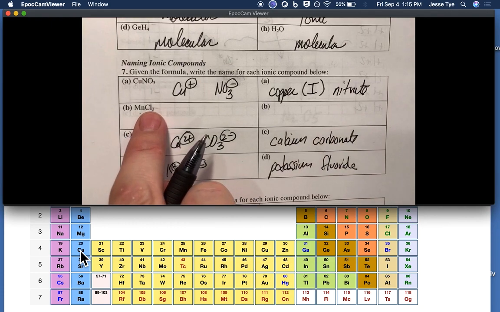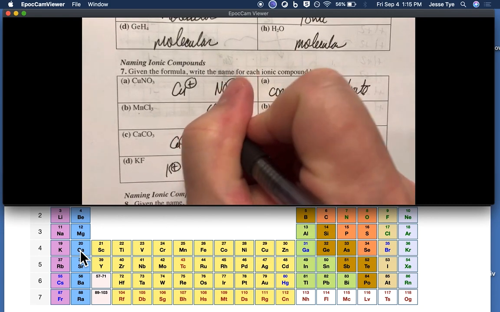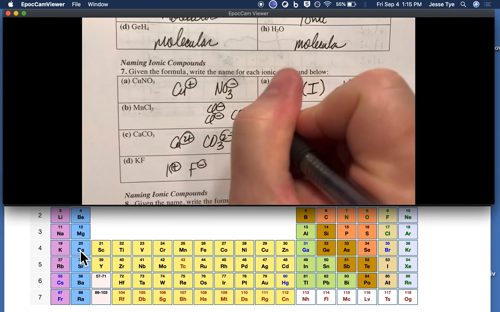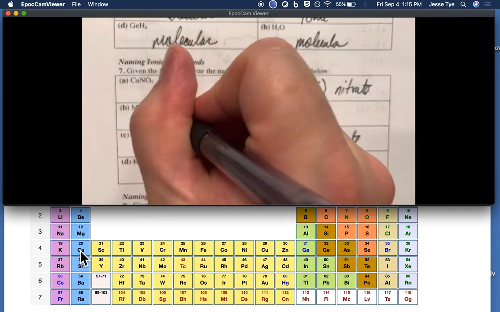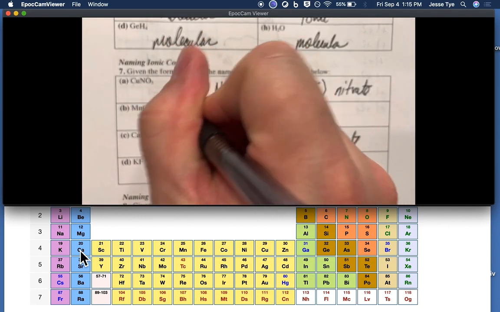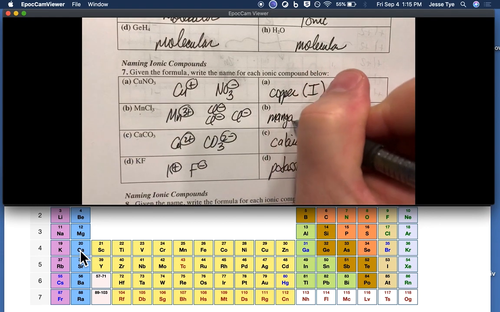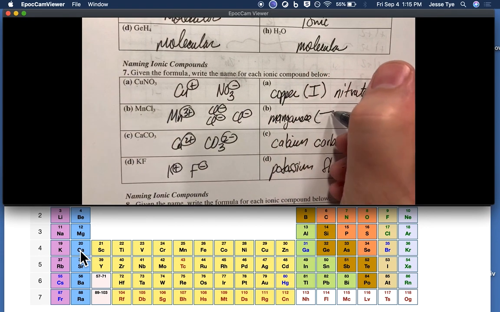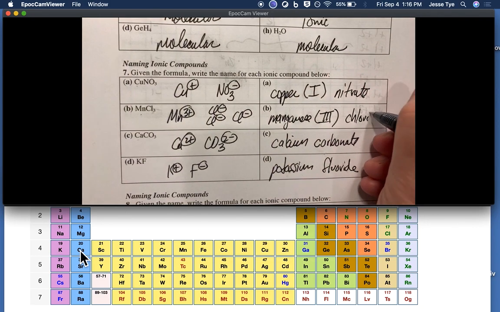This one should be easier. Because of the column that chlorine is in, it's always Cl minus. And so in this I have Cl minus, Cl minus, Cl minus. I have 3 negatively charged species. And so for the whole thing to be neutral, it has to be manganese 3 plus. So manganese 3 fluoride.